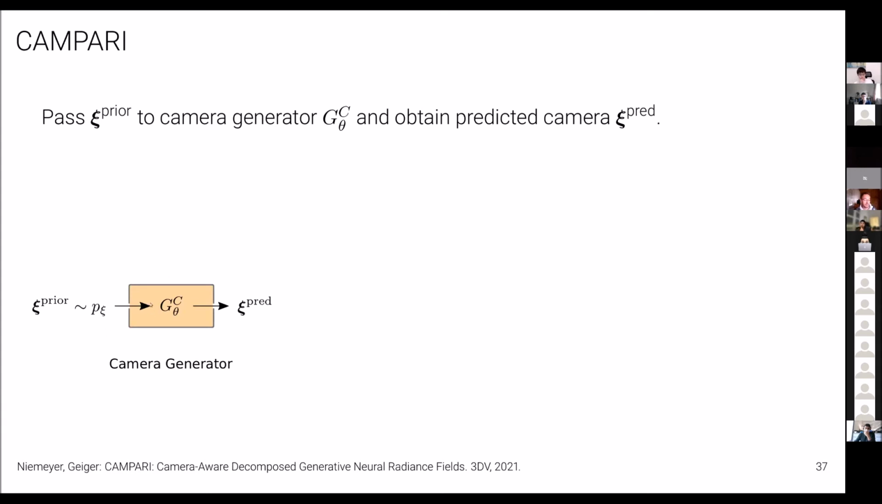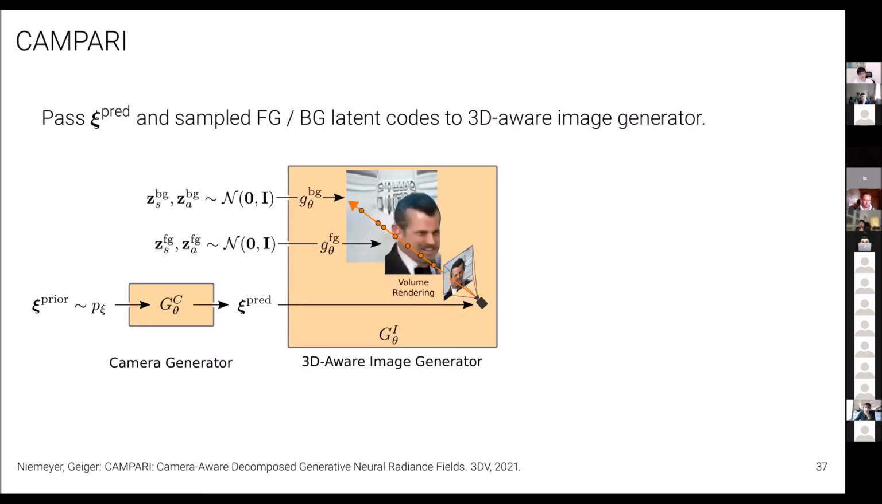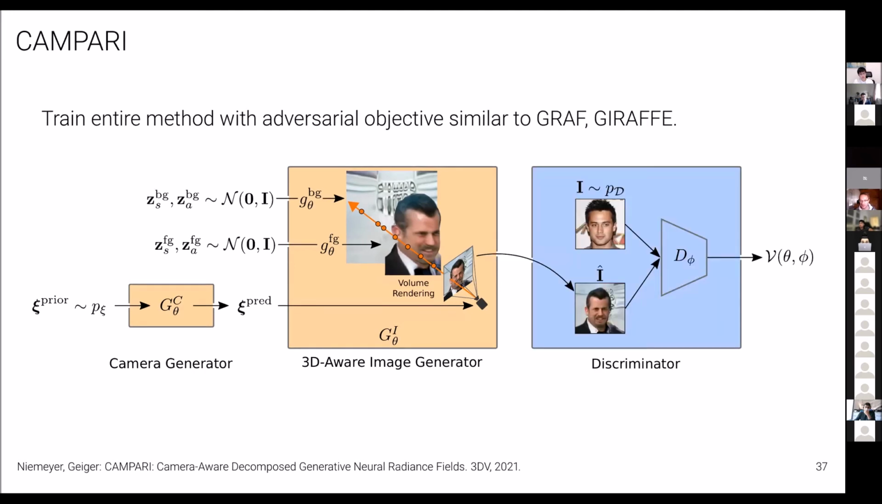And then we have a camera generator. This is again a nonlinear function implemented as a neural network that maps this quite uniform distribution to a nonlinear multimodal distribution, Xi prediction. And then we feed this into the 3D-aware image generator. In this case, we have a model that treats foreground and background separately, but we don't model more than one foreground object in this case. And then we have a standard discriminator, a standard adversarial objective similar to GRAF and GIRAFFE.